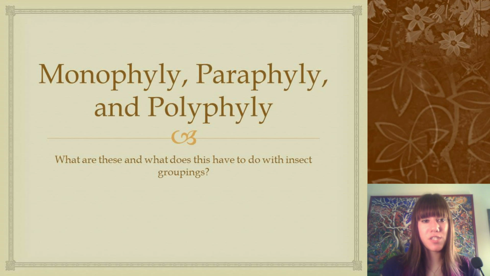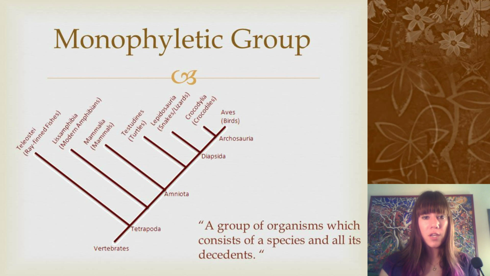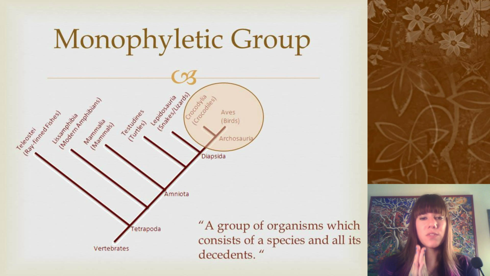Okay, and now we're going to talk about larger groupings and the ideals behind taxonomy. And we're going to do this with three major groupings: monophyly, paraphyly, and polyphyly. The first way to group organisms is with a monophyletic group, and a monophyletic group is a group of organisms which consists of a species or of a grouping and all of its descendants. And this is what we strive for in taxonomy.